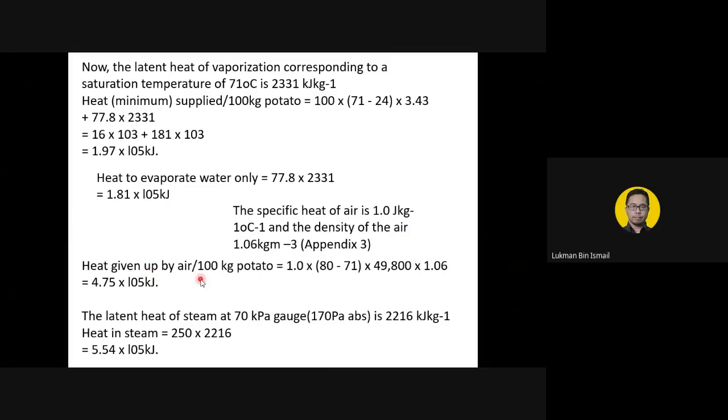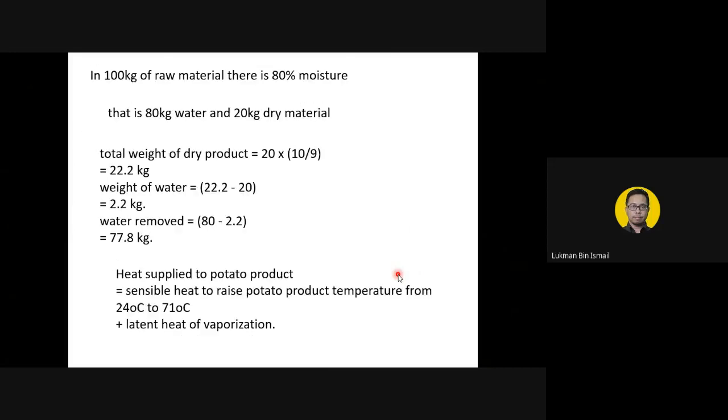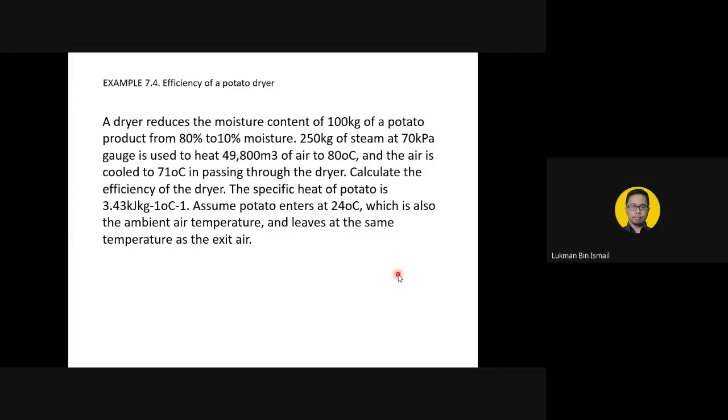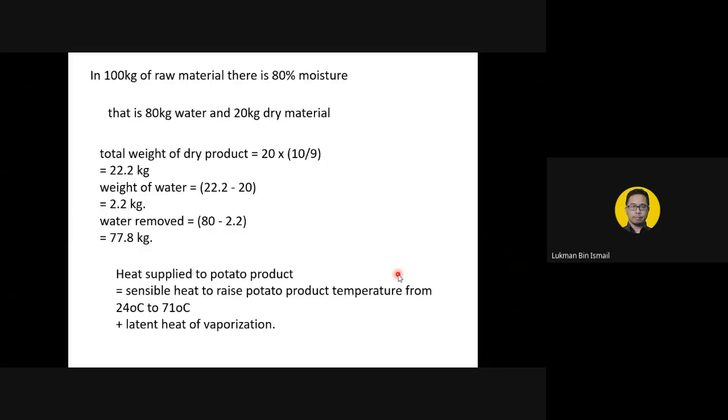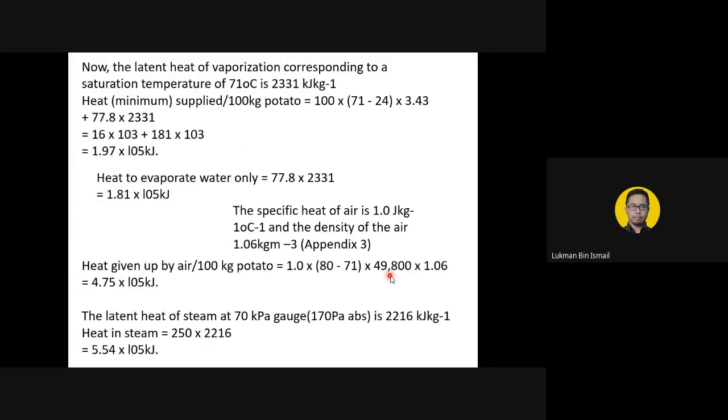Heat given up by the air per 100 kilogram of potato is Cp delta T. Cp of air is 1, times 80 minus 71, which is the delta T, the temperature difference, times 49,800, which is the flow rate of air in cubic meters.